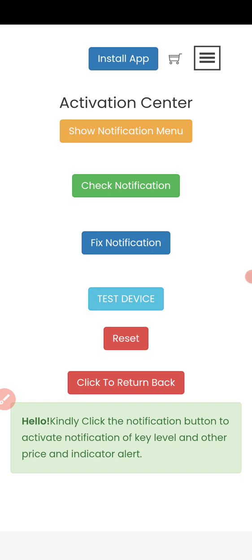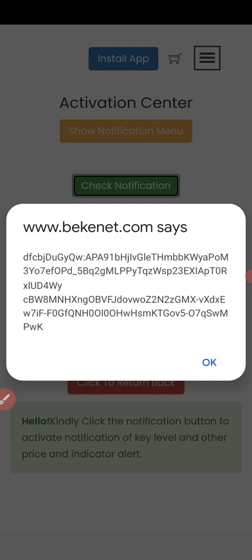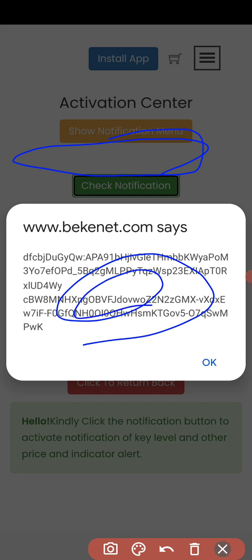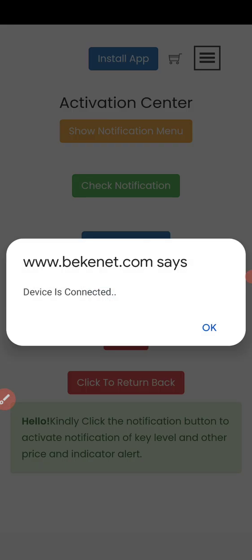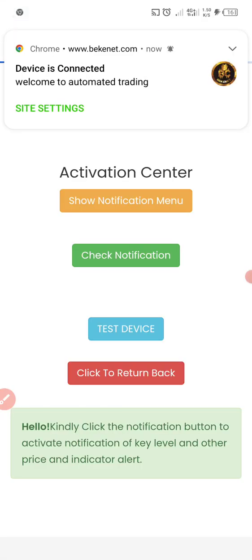Simple as that. So once you've done that, you just click check notification to know if your device has generated the token. Now you see something like this, this is the token I'm talking about. Once you have it, that means that it has connected. Then you come here and click test to know if your device can actually receive a notification.